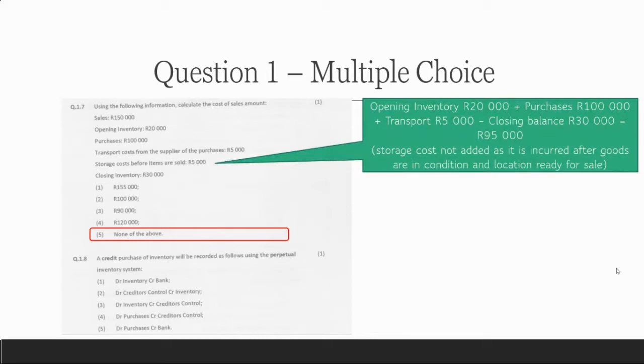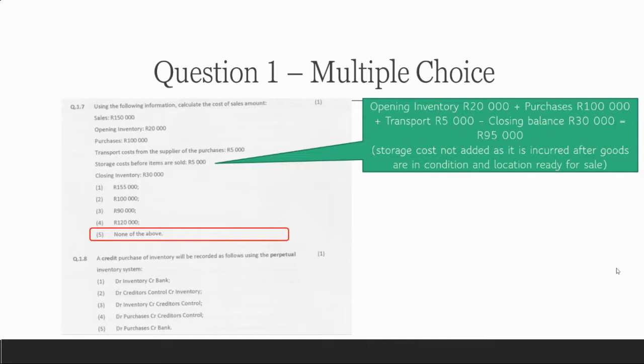So I've done the calculation here. So you take the opening inventory, you add the purchases, add the transport, and take off the closing balance, then you would have received 95, which is none of the above answers. If you added the storage fees, you would have got to number 2. Okay, so in this scenario, the storage cost, because it is just before we are selling the items, those items were already in a condition to be sold, so we wouldn't have included that amount.